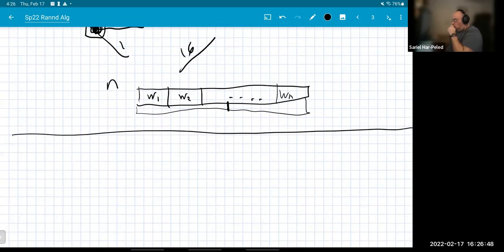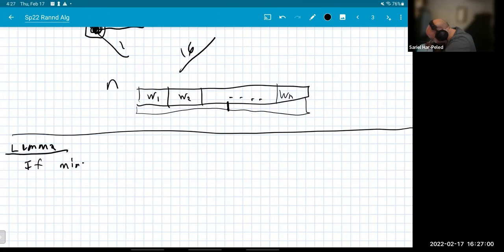So we need two lemmas for that. The first lemma says that if the min cut of G is of size K, then the number of edges in the graph is at least Kn over 2.